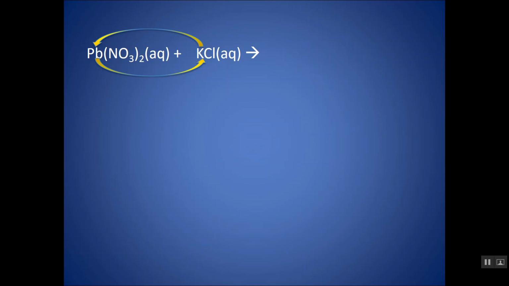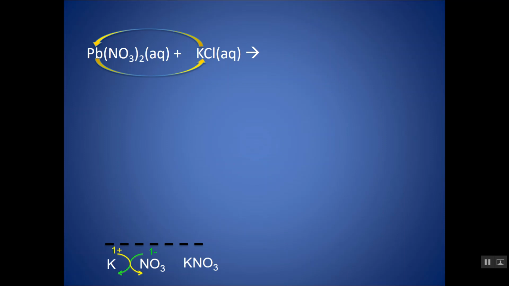Now, when you switch these partners and they are combined with new partners, subscripts are going to change. So somewhere on the side of your screen, you've got to look up the charges, switch them, and make them subscripts to find the formulas of your new products. So for instance, the K was with the Cl, now it's going to be with the NO3. K has a +1 charge, NO3 has a 1- charge. So if I take those charges and switch them, I get KNO3, or essentially I need 1 K+ to balance out 1 NO3-. So that's the formula of one of my products.